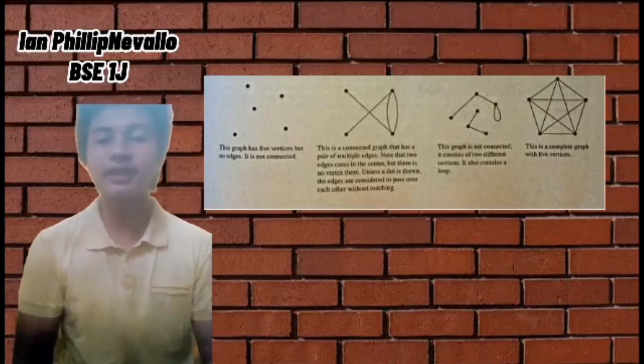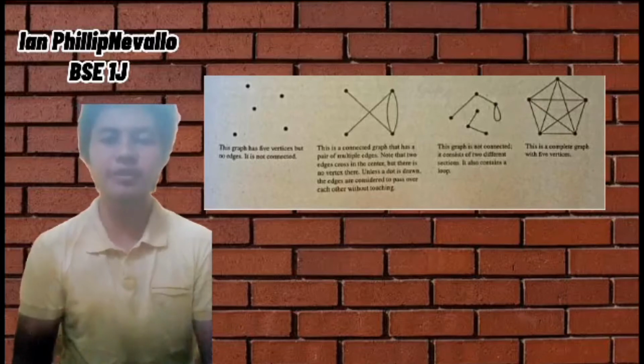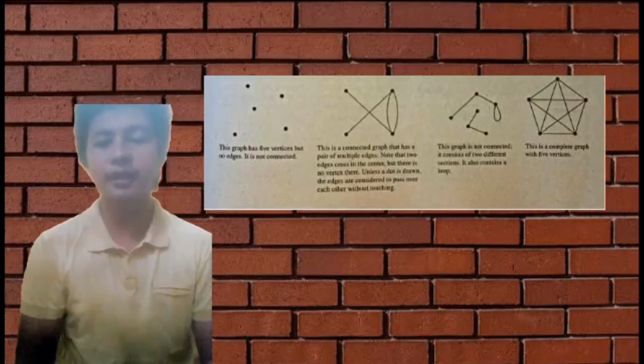Third, this is a graph that is not connected because it contains different directions, and it also contains a loop. And the last one, the fourth, is a complete graph because its 5 vertices are connected to each other.